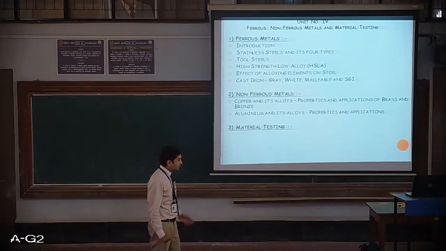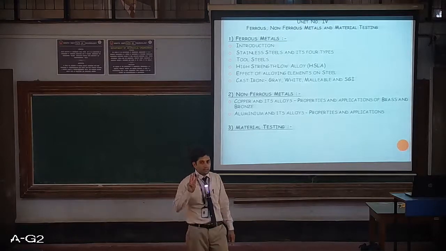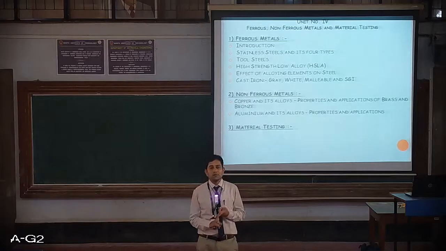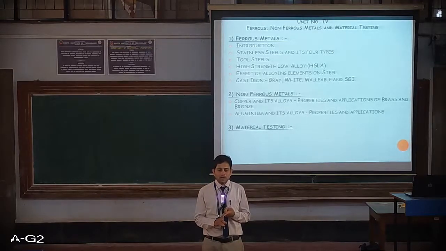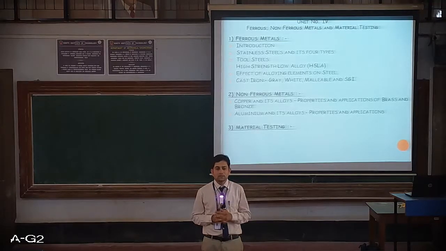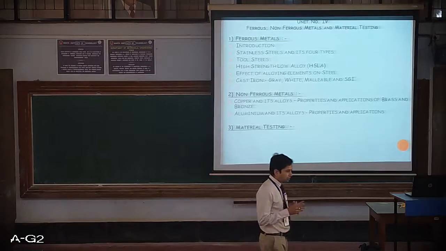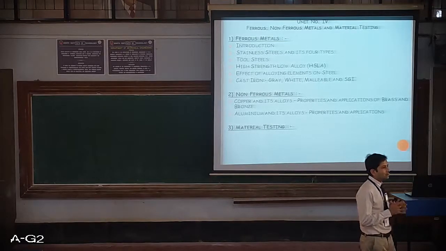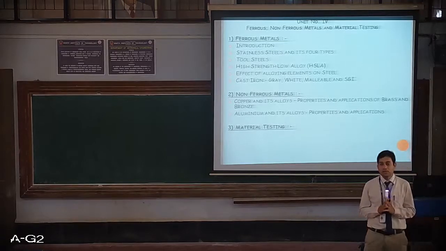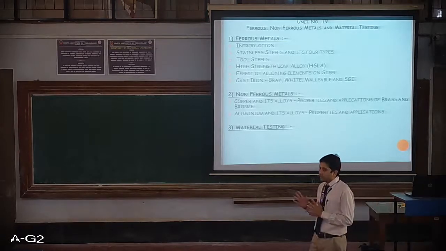So here in this chapter, if you see, there are 3 subdivisions. First one is the ferrous metals and alloys, second one is the non-ferrous metals or alloys, and third one is the material testing. These are the 3 subdivisions in this chapter. Again, I want to explain that from now onwards, whenever I say metals, I don't mean pure metal. I am talking about alloys.